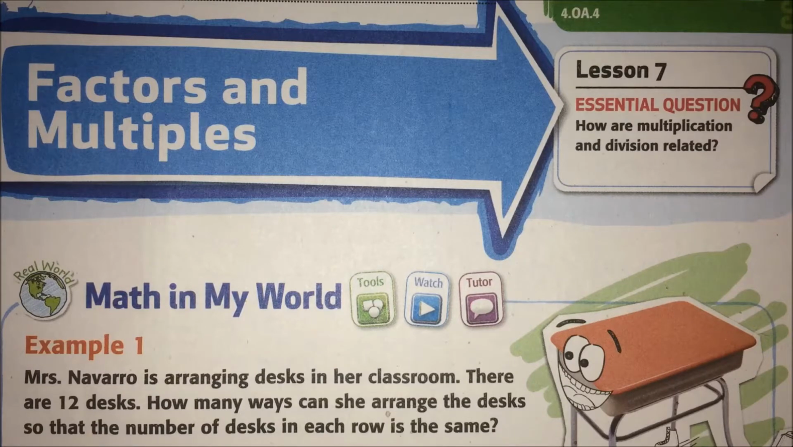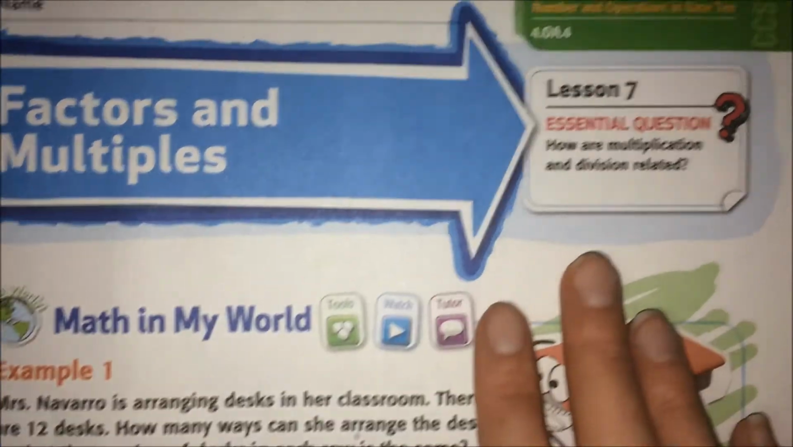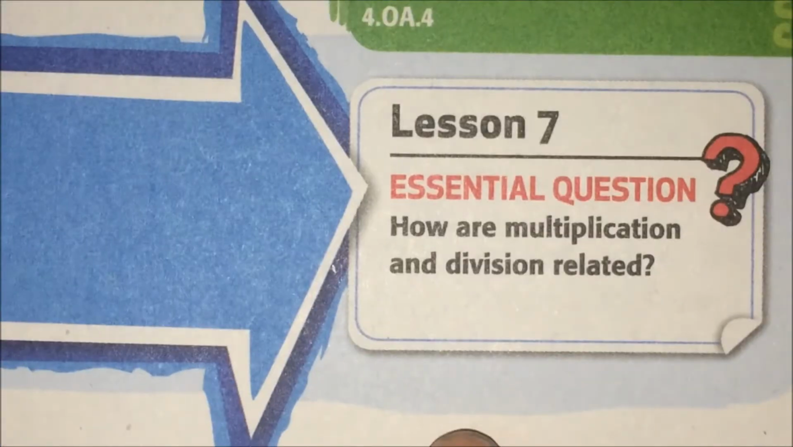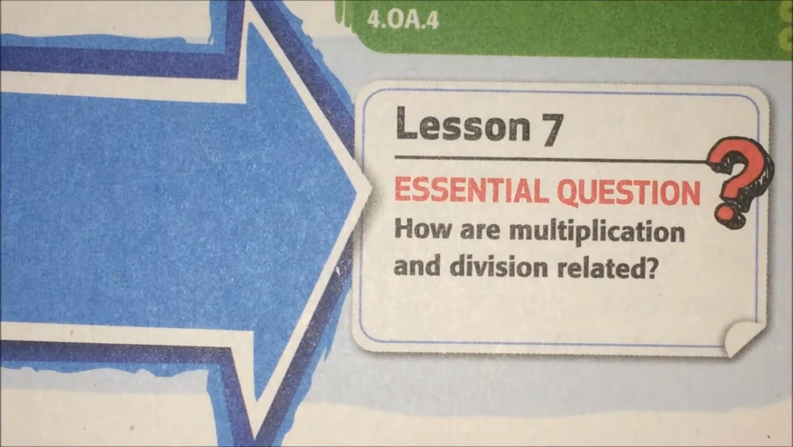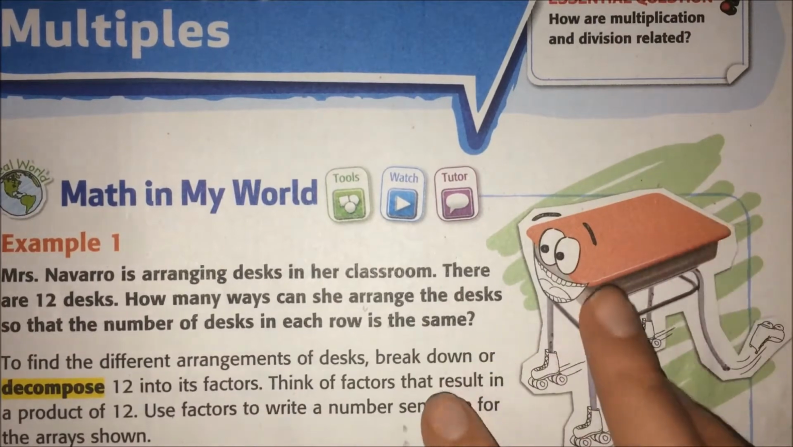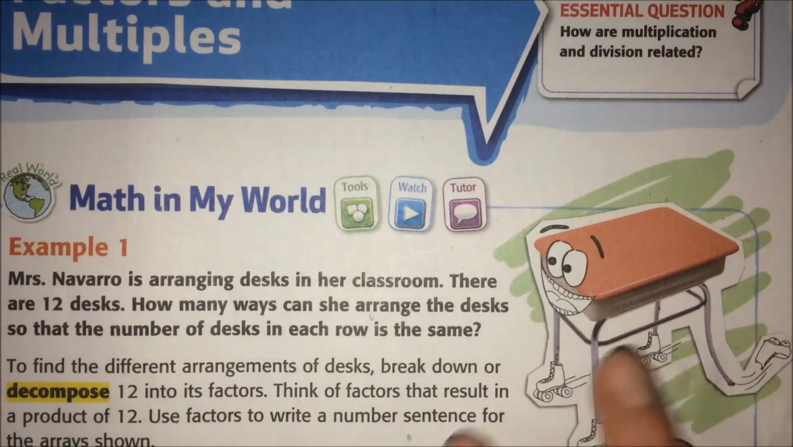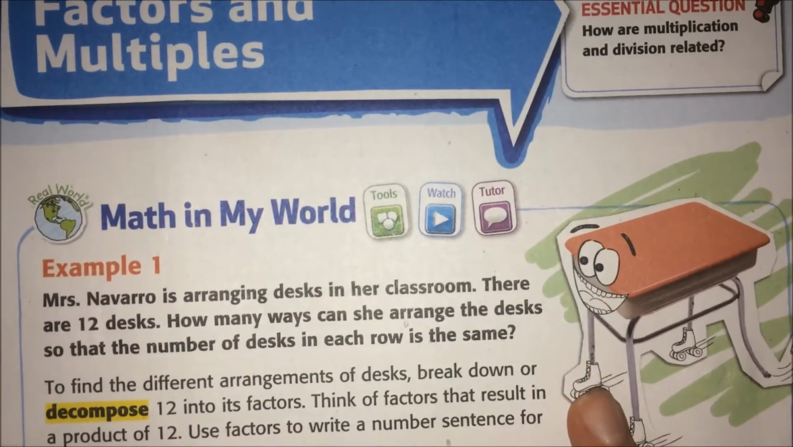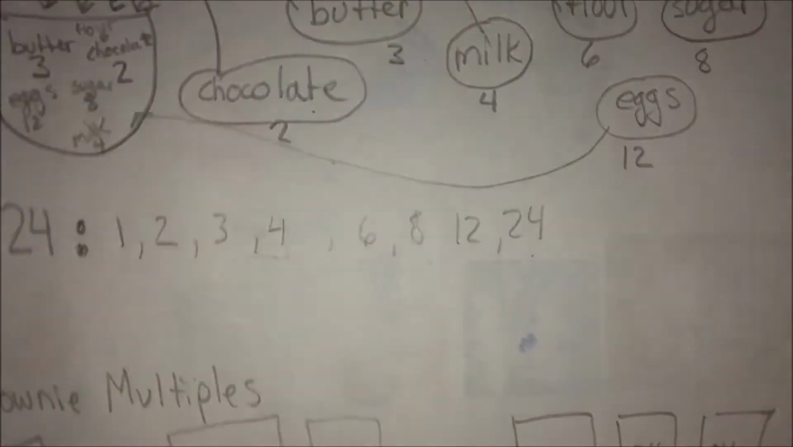To Chapter 3, Lesson 7, Factors and Multiples. The essential question for this chapter is, how are multiplication and division related? I want to begin by showing you a little picture that I drew, because today has these two words, factors and multiples, in them. And I want you to be able to keep the difference straight in your brain.